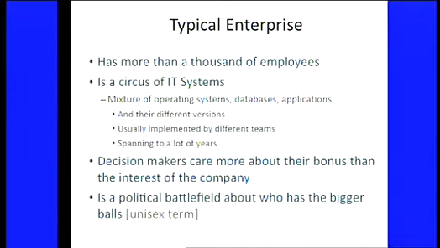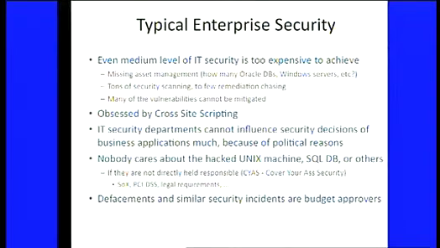In the typical enterprise, the decision makers care more about their bonuses than the interest of the company. This is, I think, very human. And it's a political battlefield about who has the bigger balls, so to say. Sorry, I'm not being sexist here, but it is typical enterprise decision making. When we talk about enterprise security, I mean, the truth is even achieving what we call the medium level of security is almost impossible in a big company.